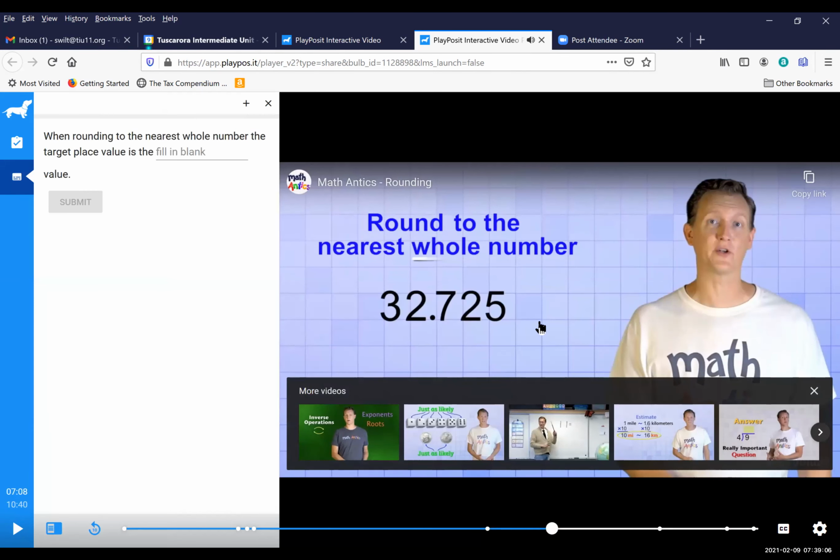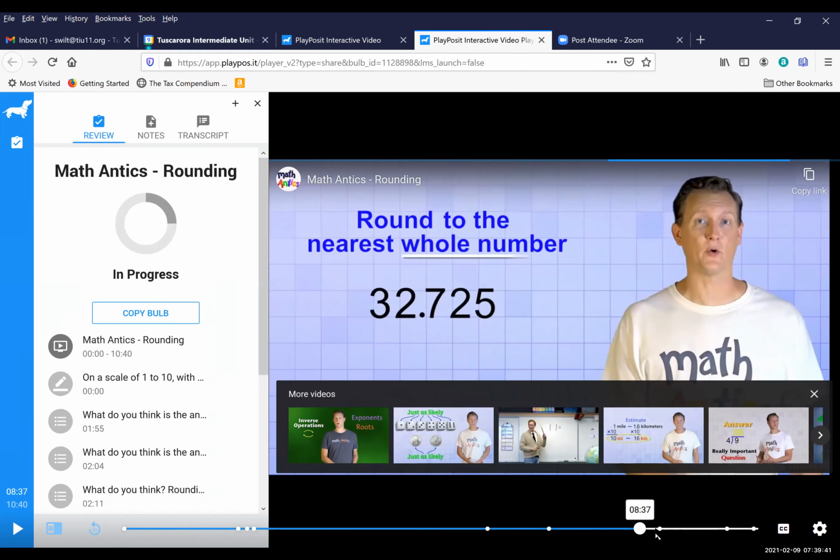This is a fill in the blank question. Okay, so again, there are multiple types of questions that you can introduce into the video. This one happens to be when rounding to the nearest whole number, the target place value is the blank value. And if we continue on, again, at any point in this video, I could create a stopping point and have a question. And the student cannot continue on with the video without answering that question. Actually, that's one of the options that you have. I don't allow students to go on with the video until they answer the question.